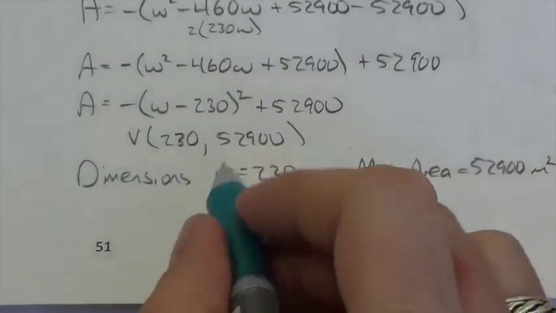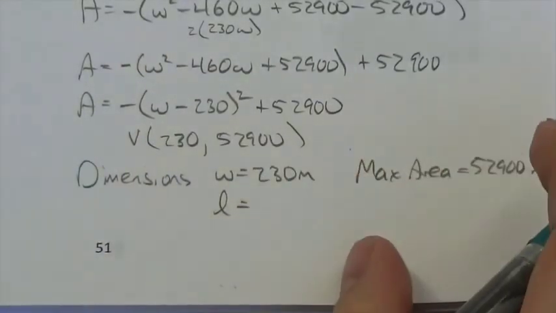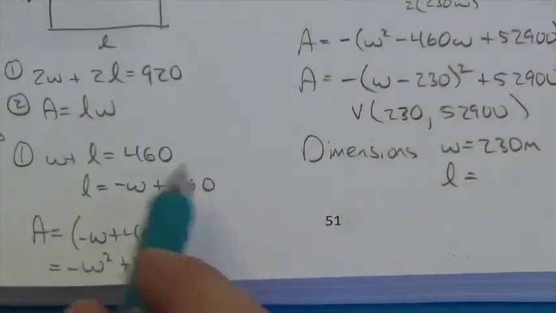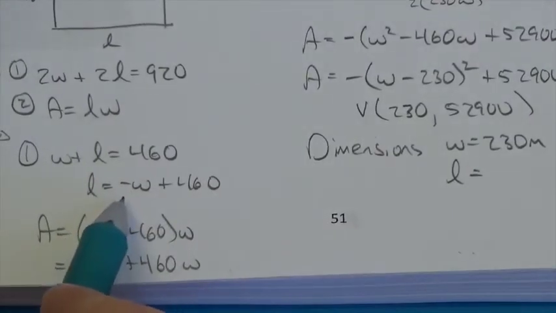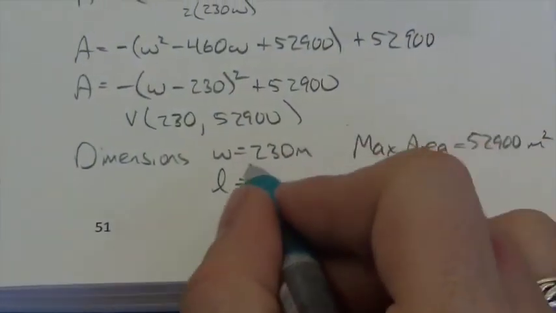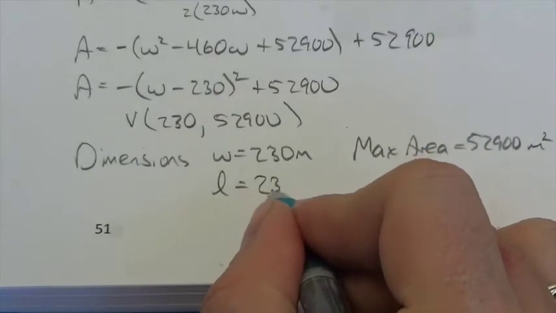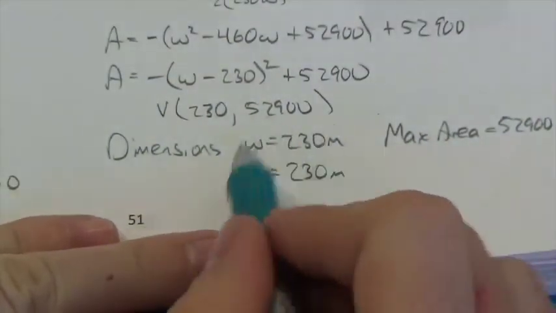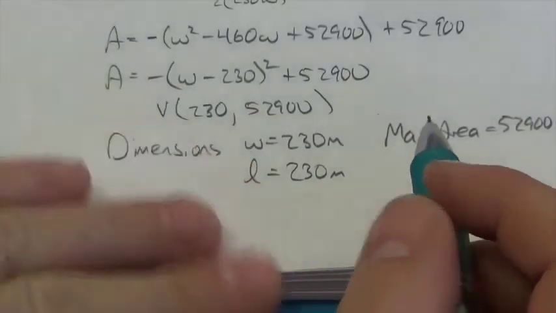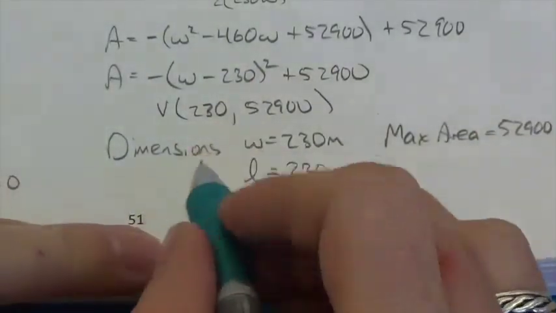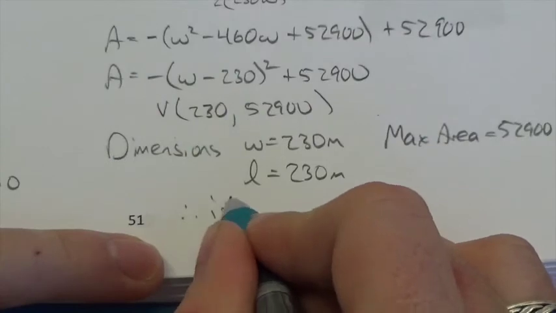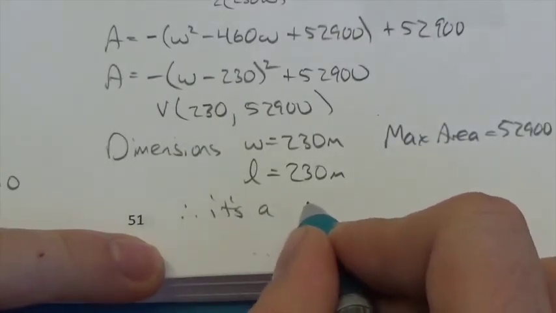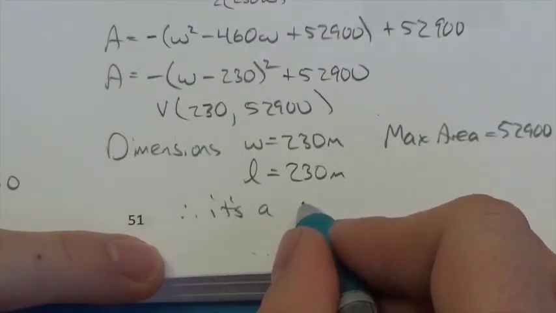And then our length here, where do we get the length from? Well, I have to go look for that expression for length right there. And if I plug in that 230, you'll see that I'm going to get 230. Now, isn't that interesting? Let's just talk about this real quick. My length and my width are the same. So what does that mean about this shape here? If the length and the width of a rectangle are the same, that means it's a square.